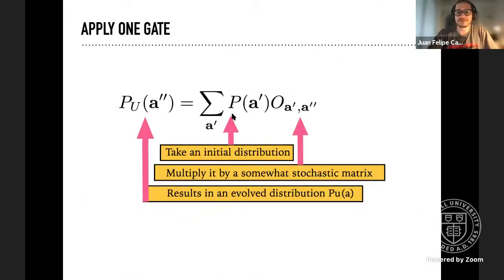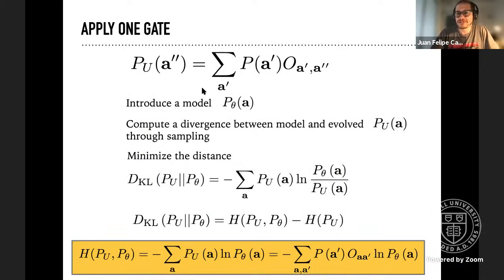So what can we do? Well, we will approximate this distribution PU with a probabilistic model. We take an initial distribution, multiply it by a somewhat stochastic matrix, and this results in an evolved distribution PU that we will approximate. This is difficult to do in general because these are very high dimensional. So we introduce a model P theta, a probabilistic model of the quantum state. And what we found is that it is easy to compute the KL divergence between this model P theta and this time evolved distribution PU. If you do that, you have a heuristic algorithm to simulate quantum circuits.